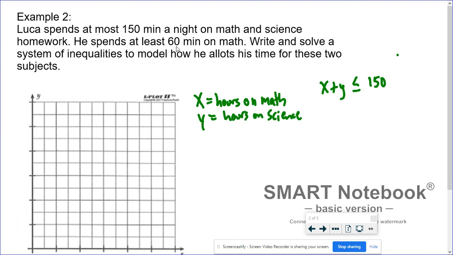The other inequality says he spends at least 60 minutes on math. So that means x is greater than or equal to 60, because that's the smallest amount that he'll do on math, but he could do more.